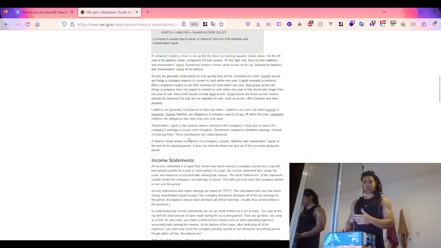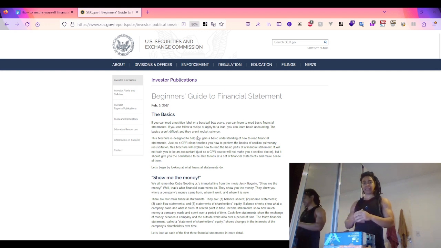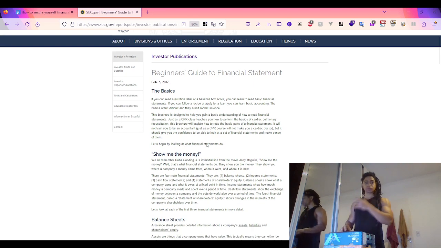So, to make this a quick recap, in this section, the SEC describes that if you're able to read nutritional labels or read a baseball or soccer box score, you can learn to read the basic parts of financial statements. And if you can follow a recipe or apply for a loan, you can learn to read the basic parts of accounting. And the basics aren't difficult. So in this section, we'll gain some understanding of how to read the basic parts of financial statements and accounting, much like a CPR course, cardiopulmonary resuscitation, where they teach you to perform the basics of that.